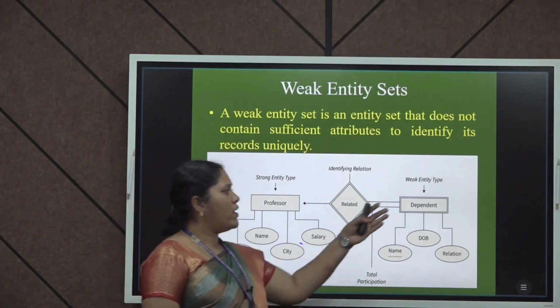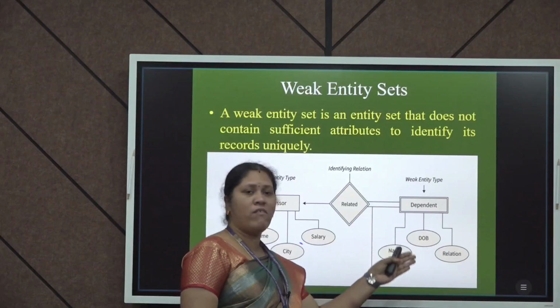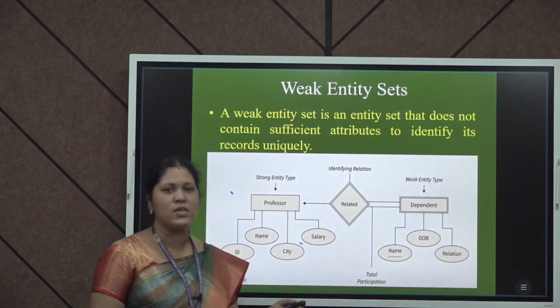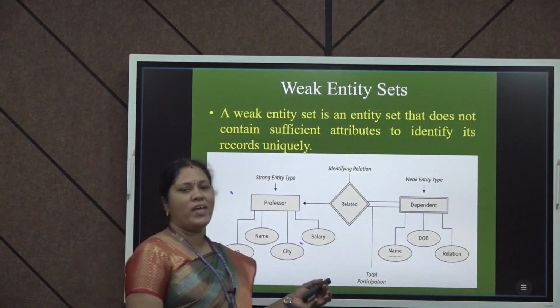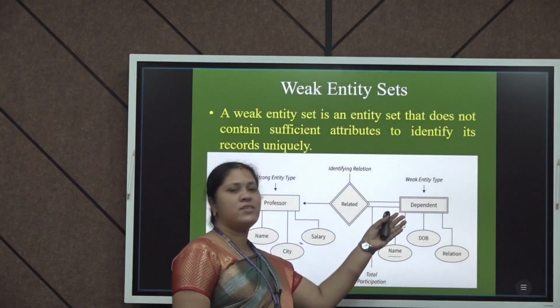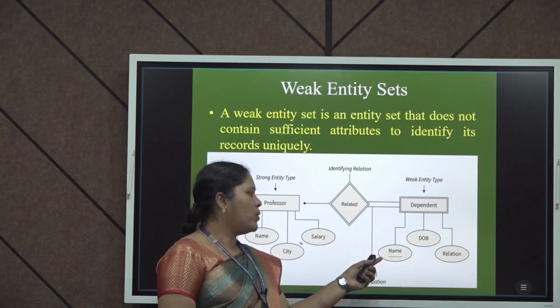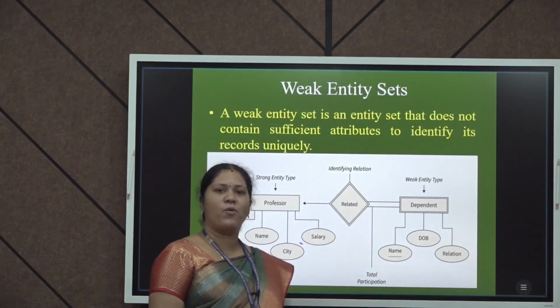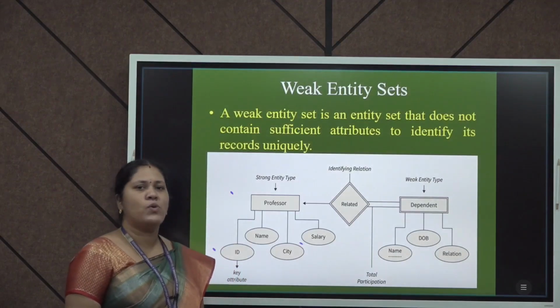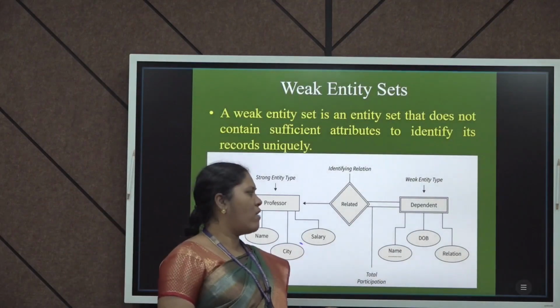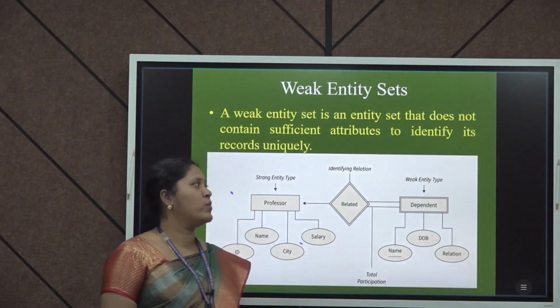If an entity set may not have values for some of its attributes, it is called a weak entity set. In this entity set dependent, the attribute name is not given; only his date of birth and relation are given. Likewise, if an entity doesn't have the value of one of its attributes, this is called a weak entity set.